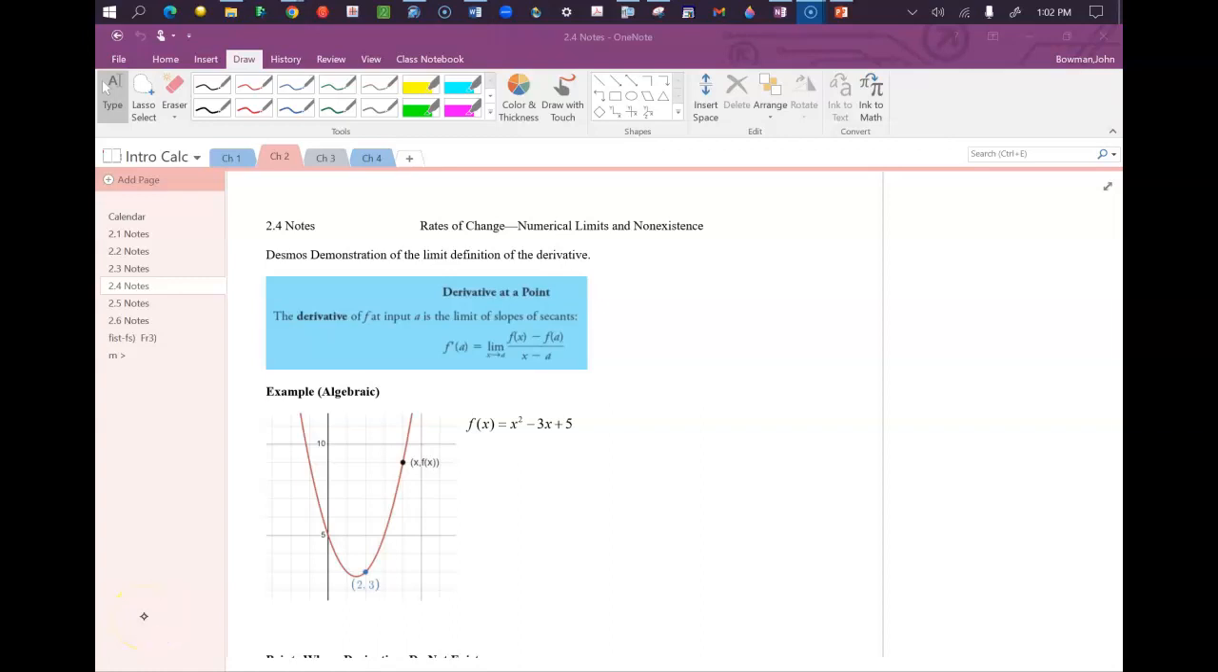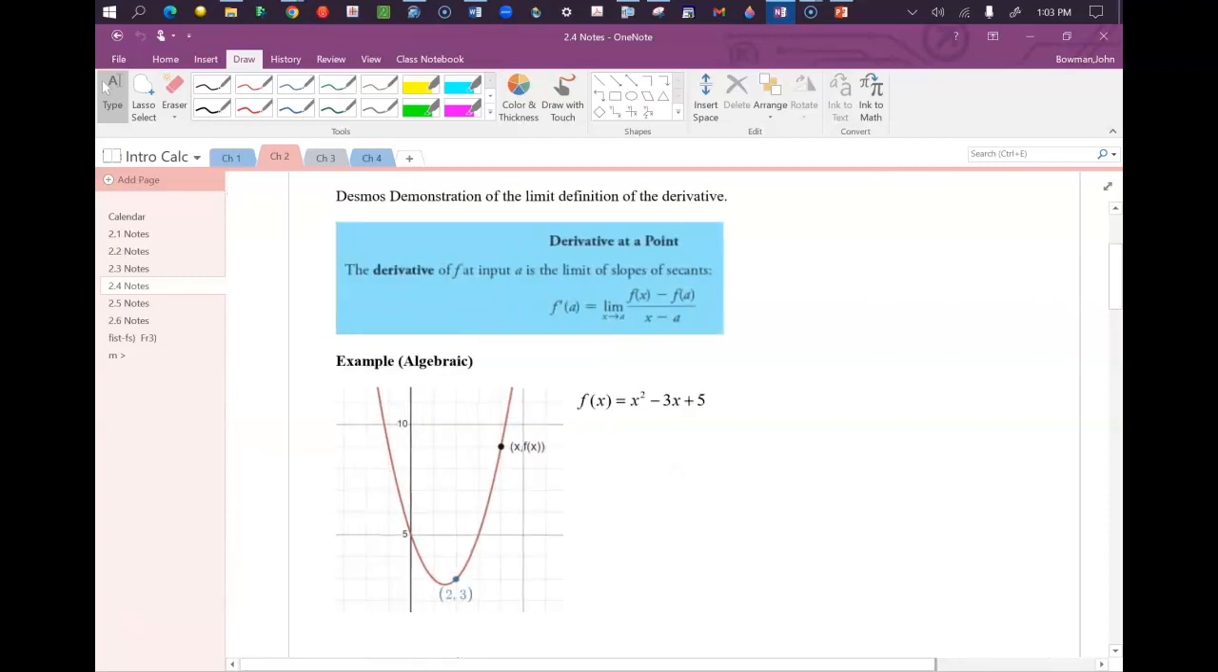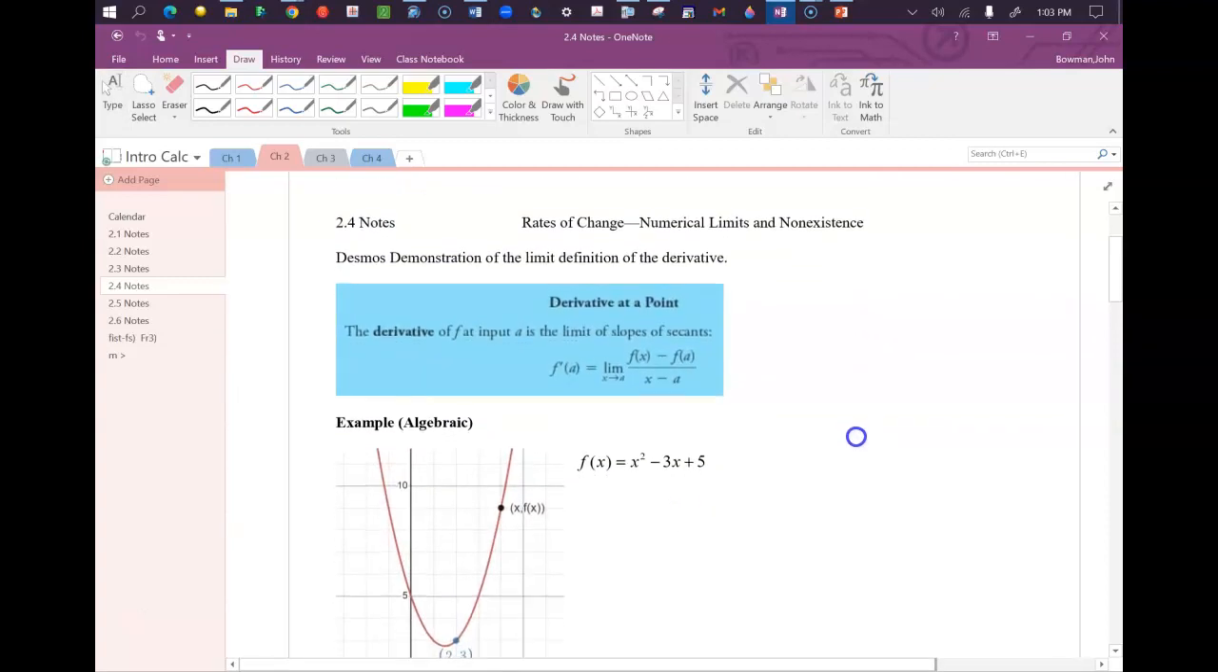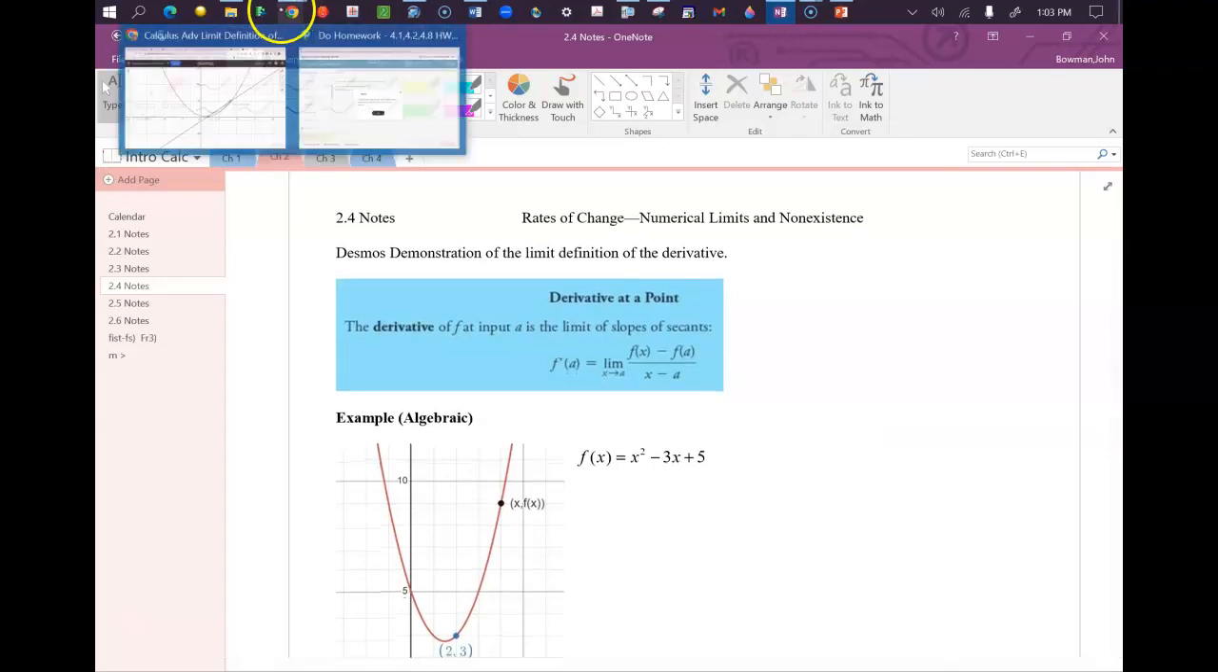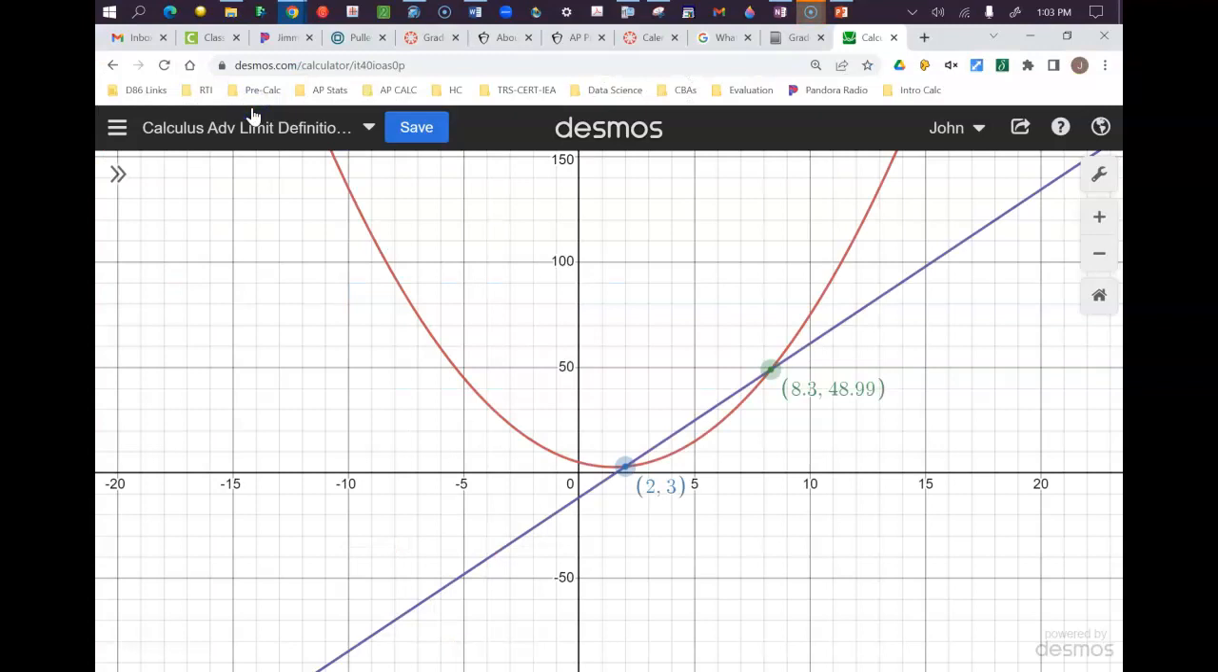Hi everybody, this is Mr. Bowman, and in this section we are going to talk about numerical limits and non-existence of limits. Really what we're going to focus on is how do you find a limit algebraically and then find a numerical result for that. So we're going to start out with a Desmos demonstration, and here is an example.